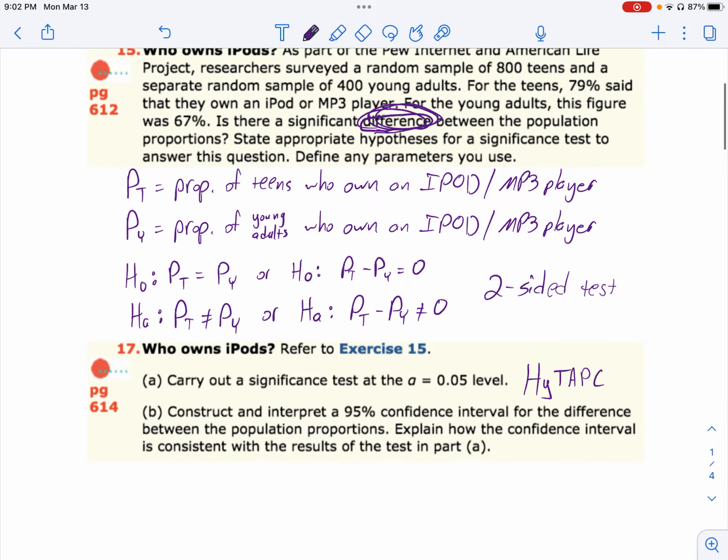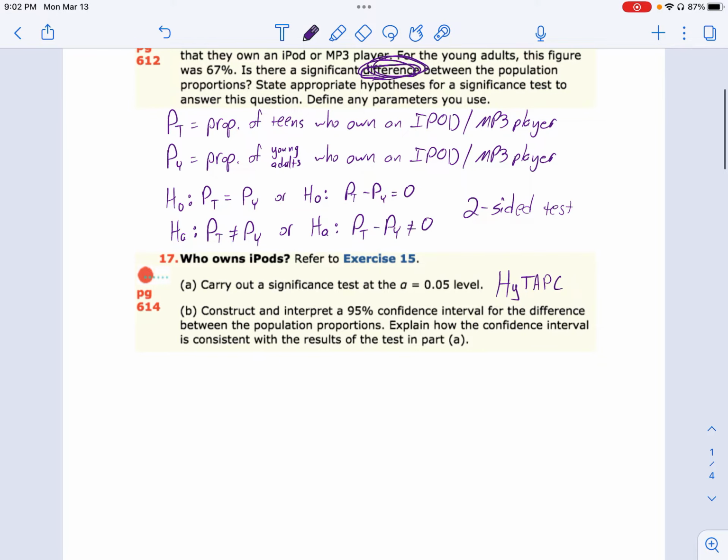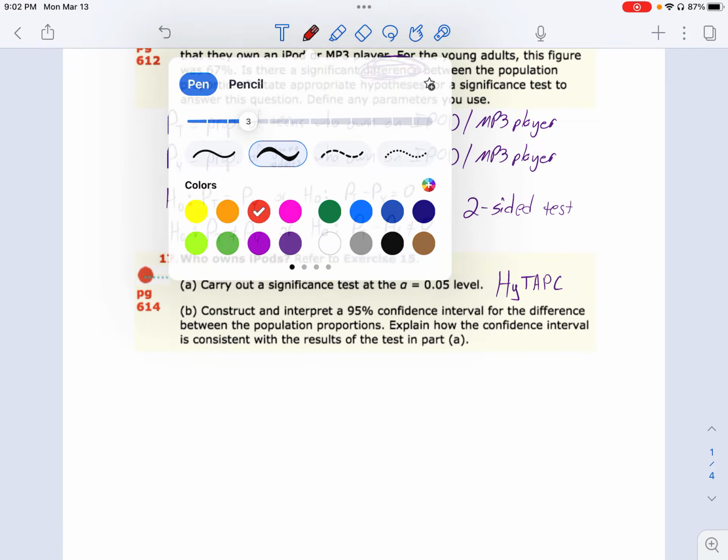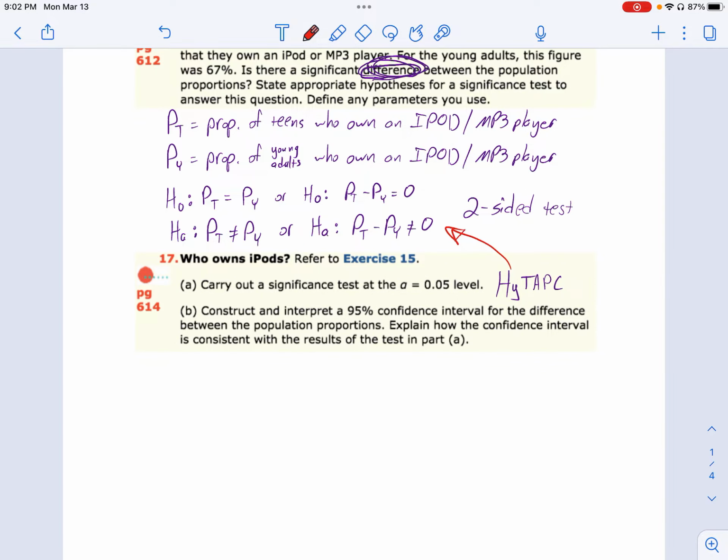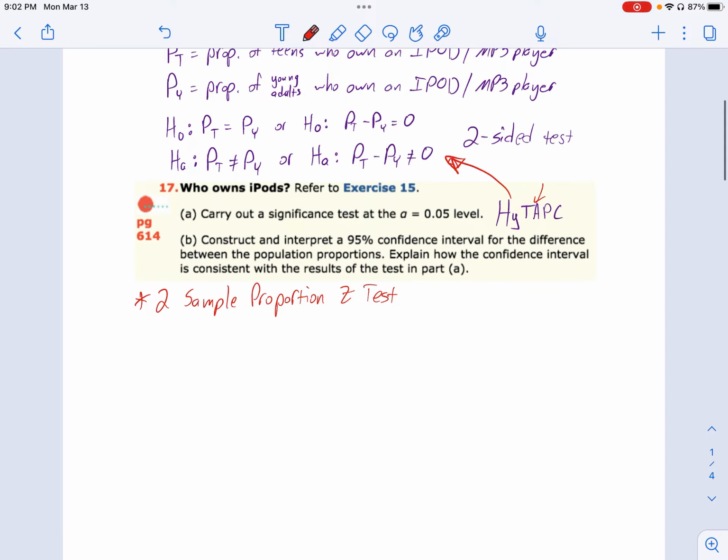Okay. Number 17 is just to go ahead and carry out the whole test. So that's HYTAPSY. So the HY we already did right there. The T, remember T is for the test. This is a two-sample proportion z-test. That's what we call this, okay? Then the A is check the 3 conditions.